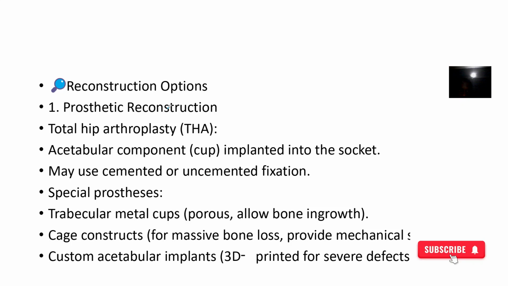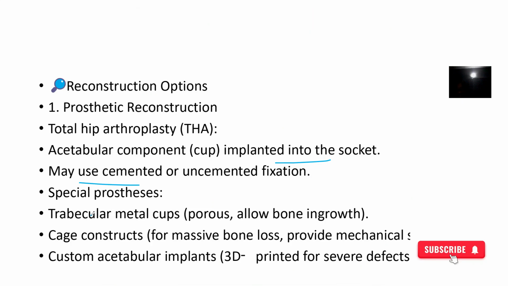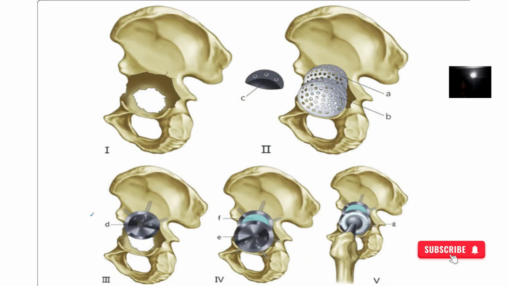So for reconstruction options, you can use prosthetic reconstruction. So total hip arthroplasty, where the acetabular component is implanted into the socket. You may use cemented or uncemented fixation. Then we have special prostheses, such as trabecular metal cups. You can also have a cage construct, and also the custom acetabular implant.